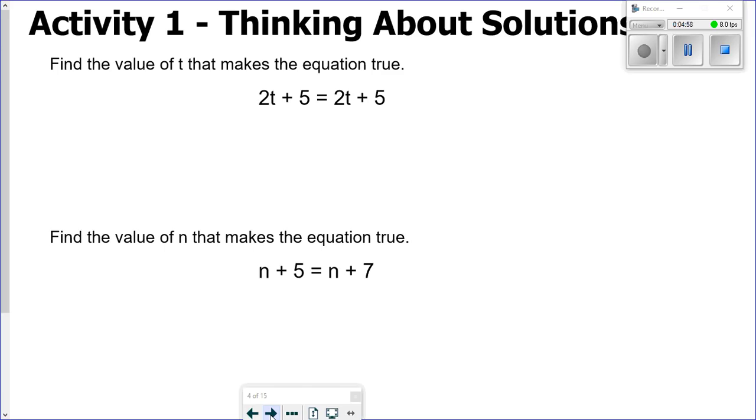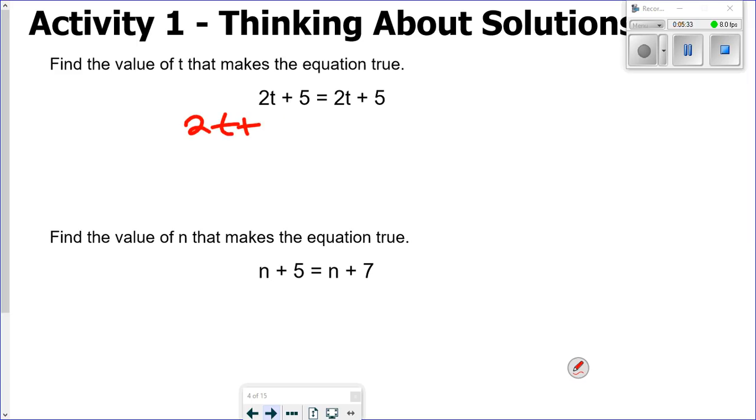Let's take a look at the first one. It says, find the value of t that makes this equation true. So essentially, there's a few ways we can go about this. You could start testing numbers and see what happens, or you could attempt to start solving this equation. If I wanted to start solving this equation, and let's say I wanted to group my 5's together, I would go ahead and do the inverse of a plus 5, which would be a minus 5.